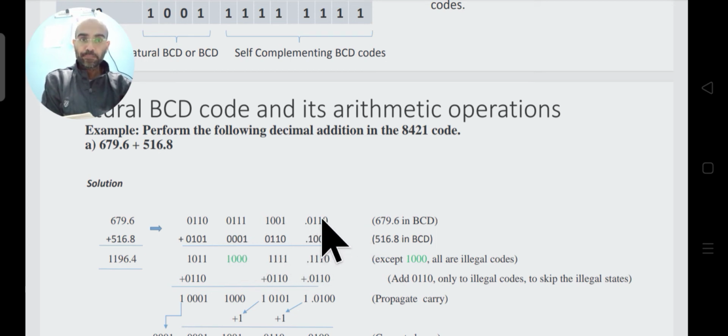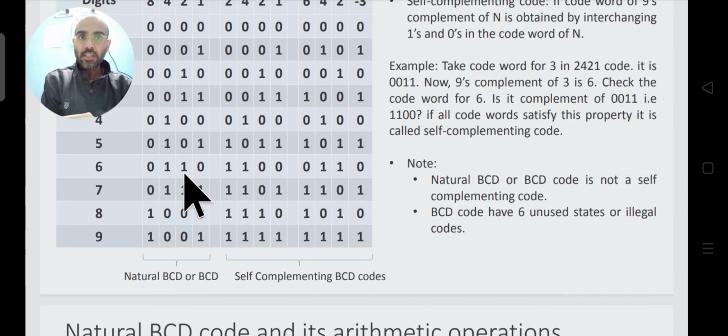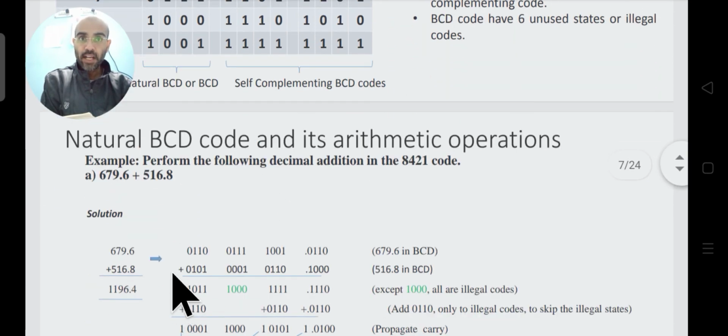Starting from the LSD, if I want to perform the addition of two numbers in BCD, first of all I have to represent these two numbers in BCD. So I have to represent this 679.6 in BCD. How will I represent it? I will represent the 6 with a code word of 4-bit length. From this table, 6 in BCD is 0110. So I have written 0110 here.